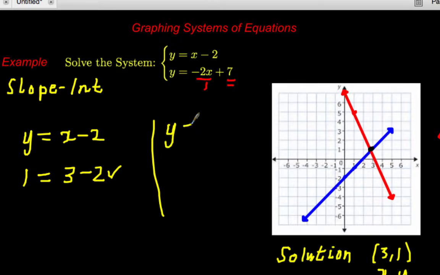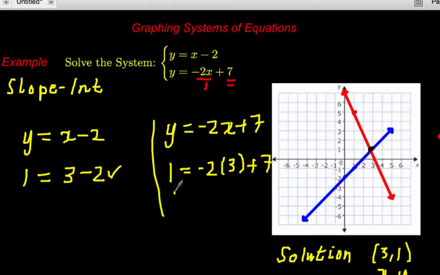Let's look at now y equals negative 2x plus 7. So there's a little more work here. Our y value is 1. Our x value is 3. So negative 2 times 3 plus 7. Does that equal 1? Does 1 equal negative 6 plus 7? It does. So this does work out.